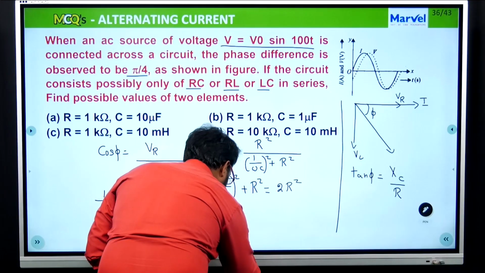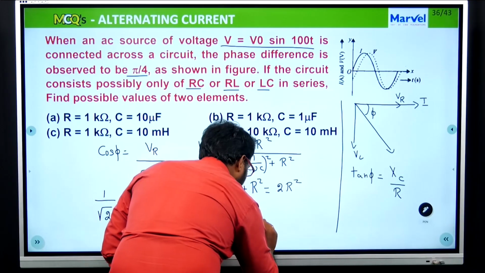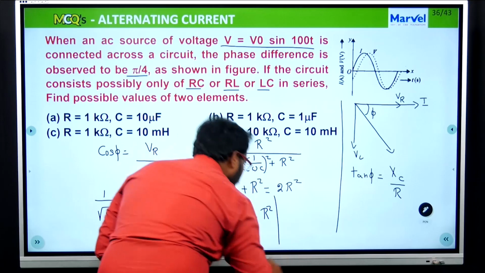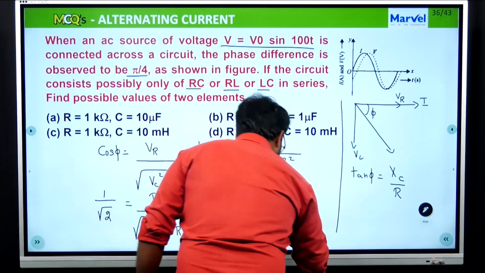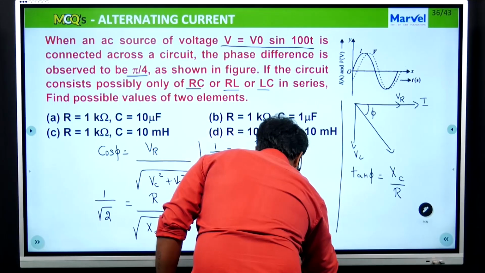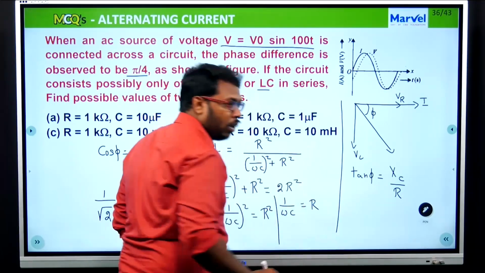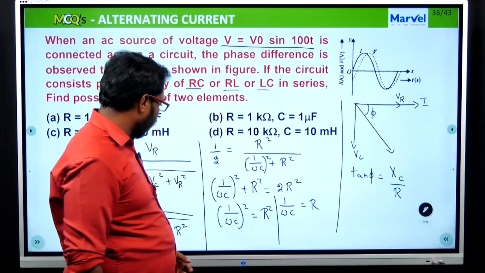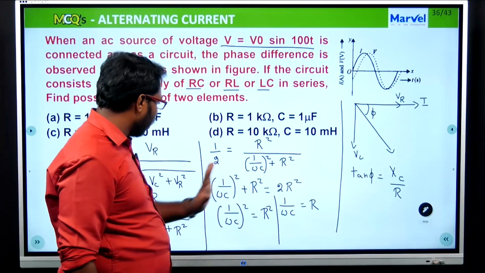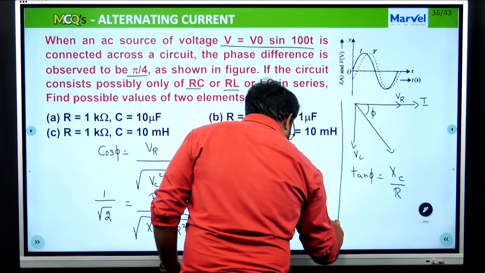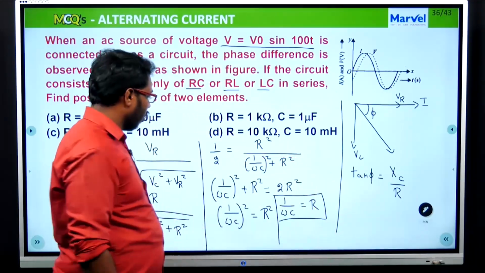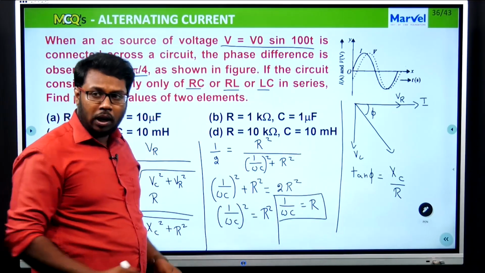It becomes (1 by omega c) the whole squared is equal to r squared. And now I will again take root on both the sides. So it becomes 1 by omega c is equal to r. It is nothing but 1 by omega c is equal to r is what we get. So this is going to show you what the answer is.